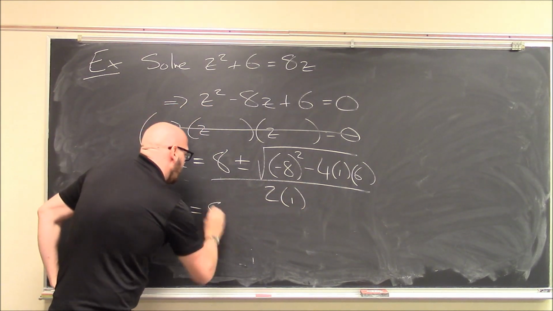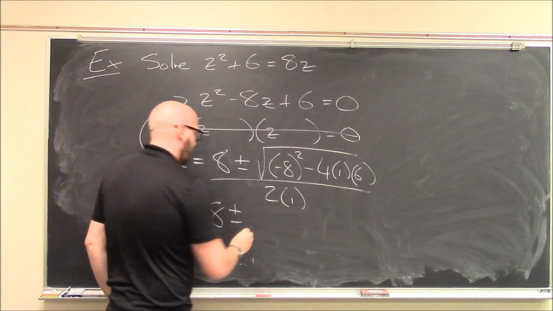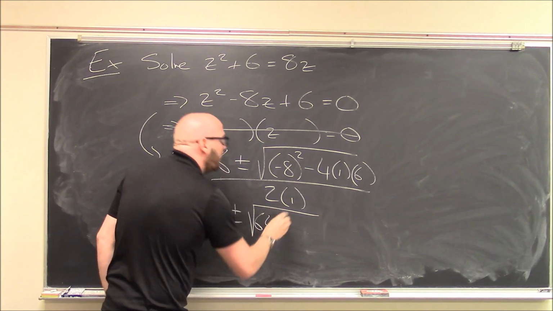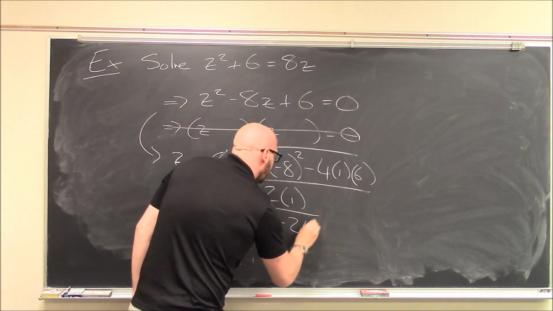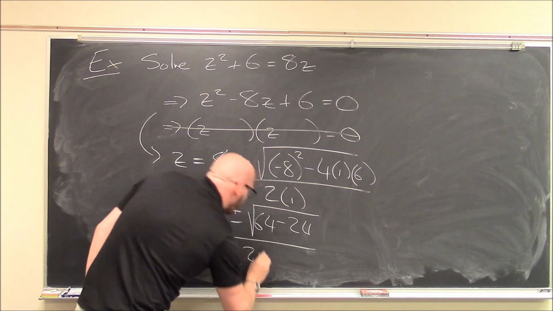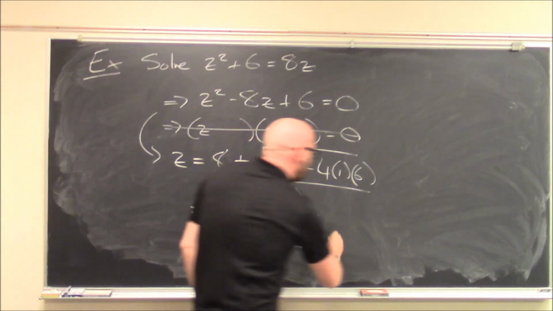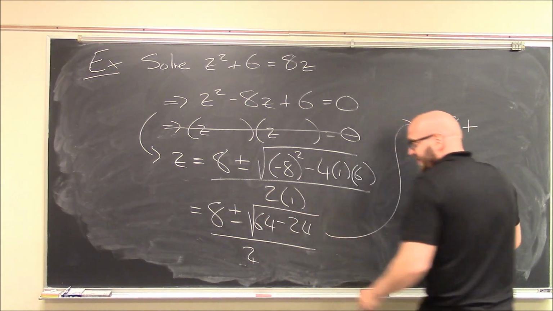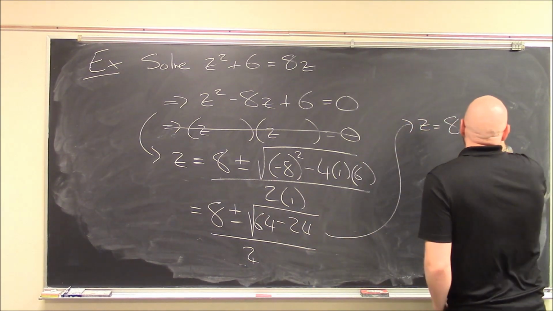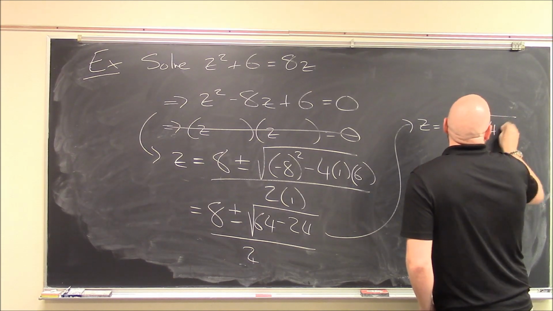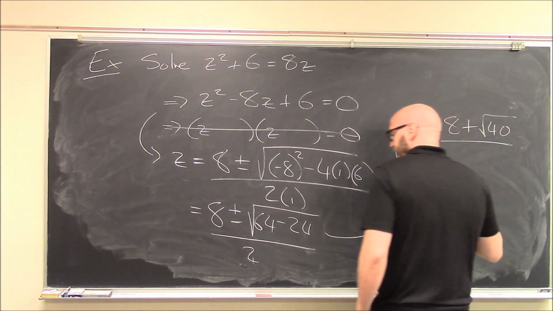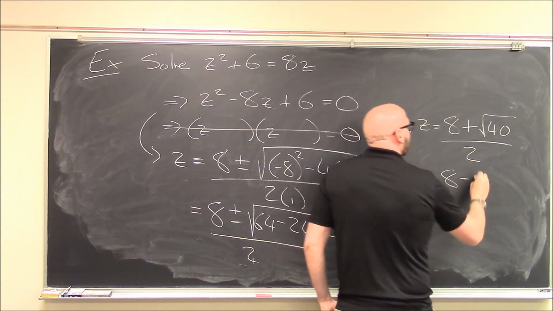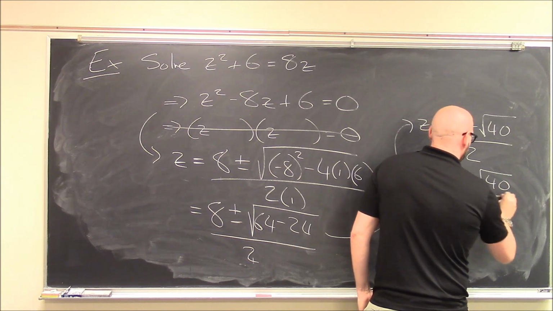So I'm looking at 8 plus or minus, what do we have? Minus 8 squared is 64 minus 24 over 2. So our two solutions are z equals 8 plus the square root of 40 over 2, and z equals 8 minus the square root of 40 over 2.